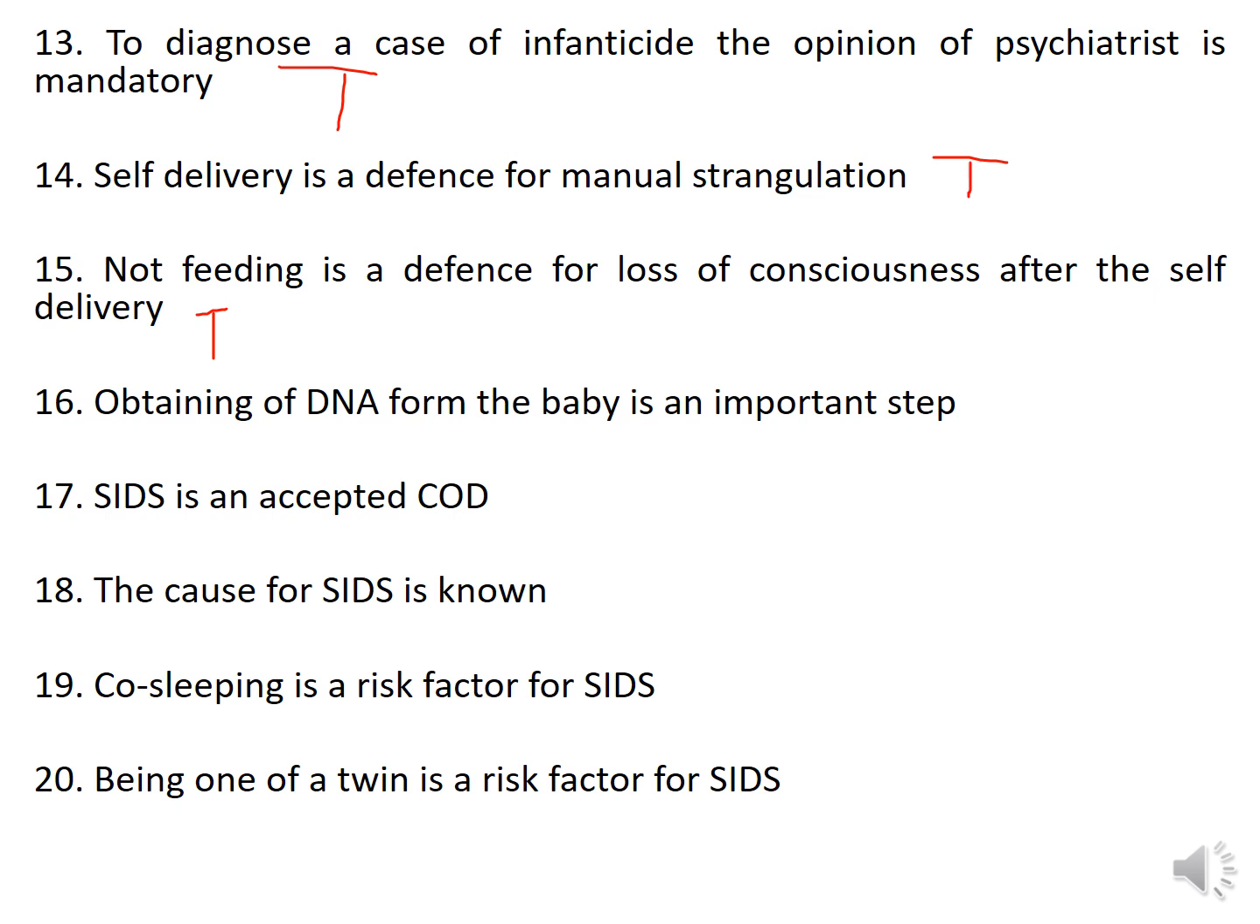Obtaining of DNA from the baby is an important step. Yes, definitely. Sometimes we never know about the mother. One day we can trace the mother. So in this case, we should have DNA with us from the baby. SIDS is an accepted cause of death. Yes, definitely. The cause for SIDS is unknown. Very correct, right? But there are lots of risk factors. Co-sleeping is a risk factor for SIDS. Very correct. Being one of a twin is a risk factor for SIDS. Yes, very correct.